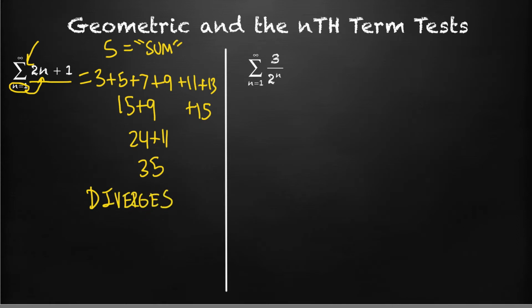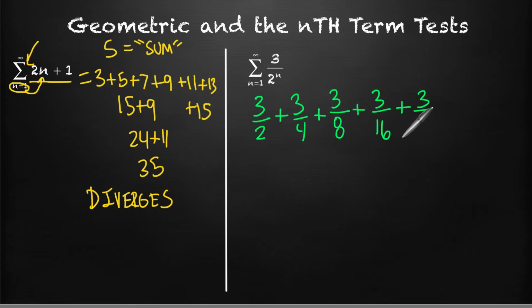Okay, now we're going to take a look at this one, and we're going to plug in 1 for n, and we're going to get 3 over 2 plus 3 over 4 plus 3 over 8 plus 3 over 16 plus 3 over 32 plus ... All right, so you can see here that the numbers are getting smaller and smaller and smaller. And so eventually you're going to have, let's say, 3 over 2 to the 30th.